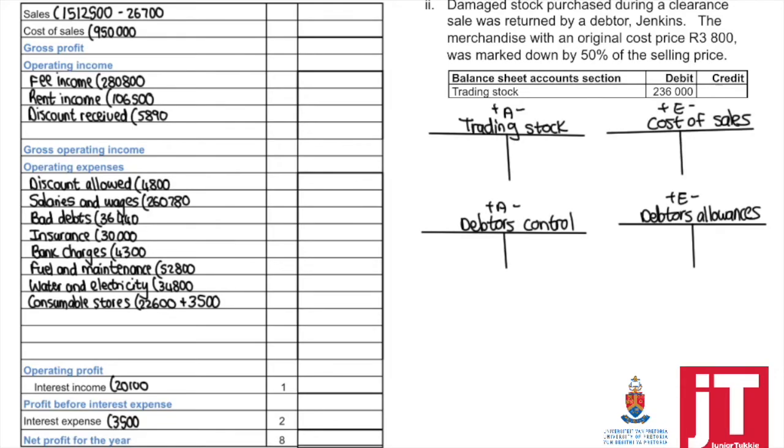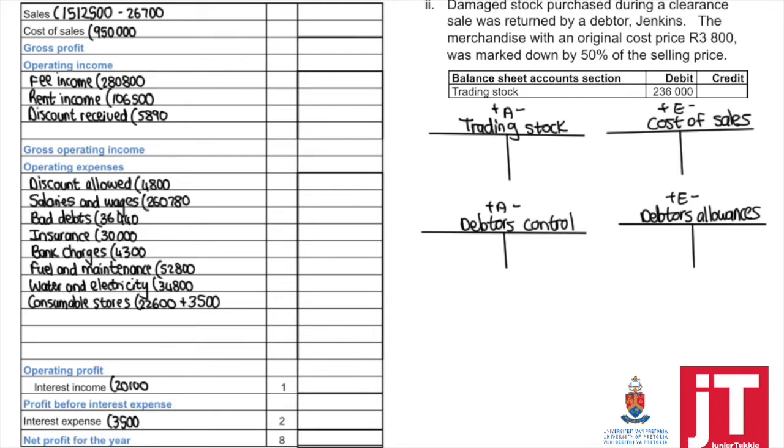So what is the easy mark to get? If a debtor returns goods, it means that the cost will always go into trading stock and cost of sales. The selling price goes in debtors control and debtors allowances.